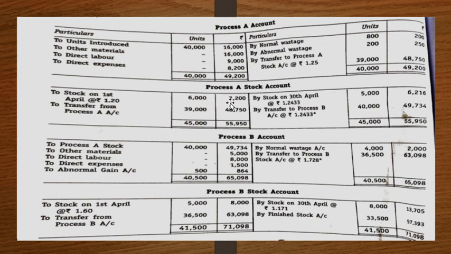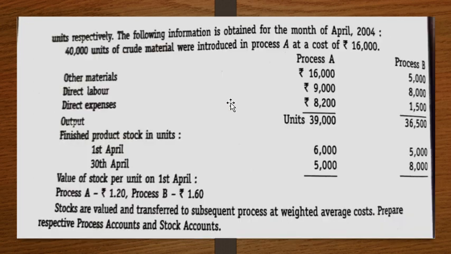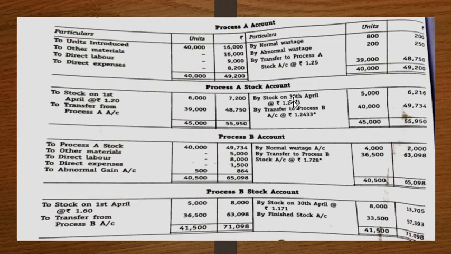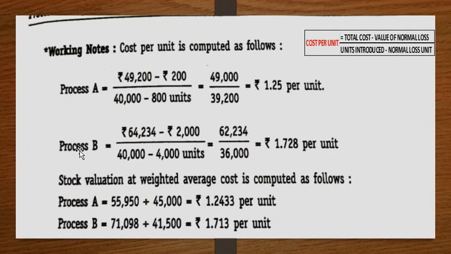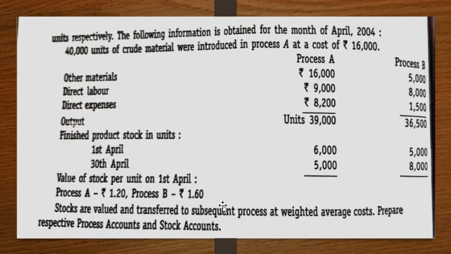Then we have your closing stock in the problem. The closing stock is 5,000 on 30th April, but the cost per unit of stock is not given. We will be calculating that. So by stock on 30th April is at rupees 1.2433. How did we get that value? Here we have stock valuation at weighted average cost, computed as follows. As in the question they have stated, stock is valued at the weighted average method. So stock is valued or transferred to the subsequent process at weighted average cost.